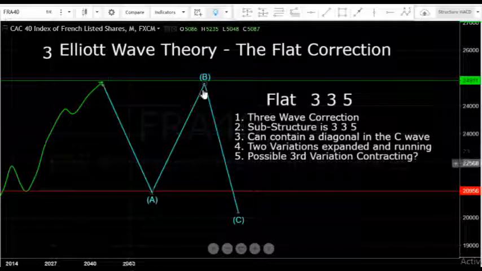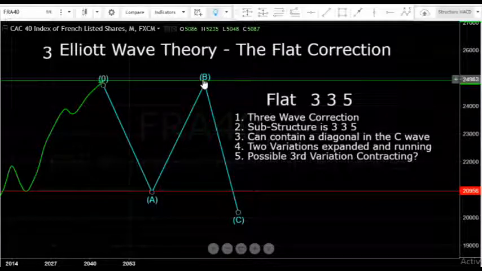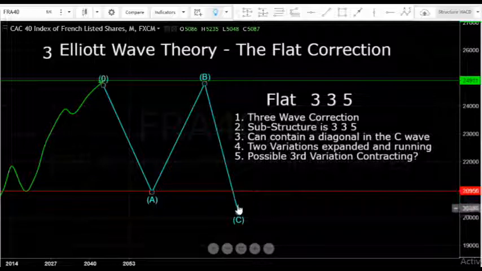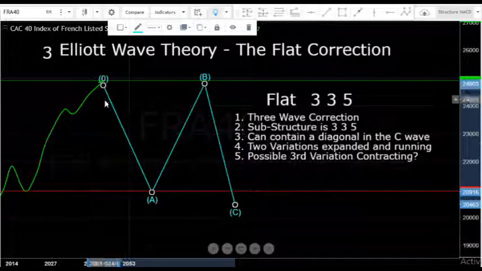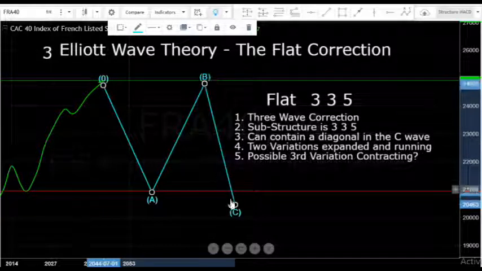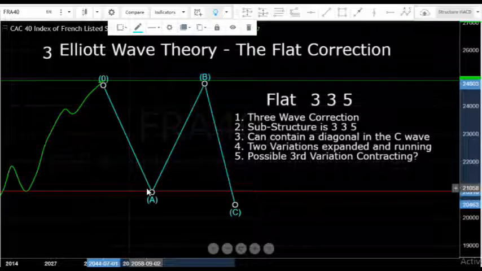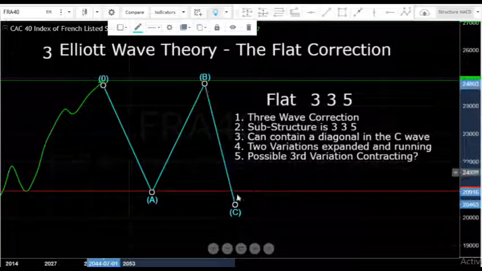So generally speaking, it retraces the whole of A, and then you have a C wave that comes back down and generally breaks the low of A. So here we have it. It's a 3-3-5. That's 3 waves, subwaves, sorry. 3 waves and a 5 wave.